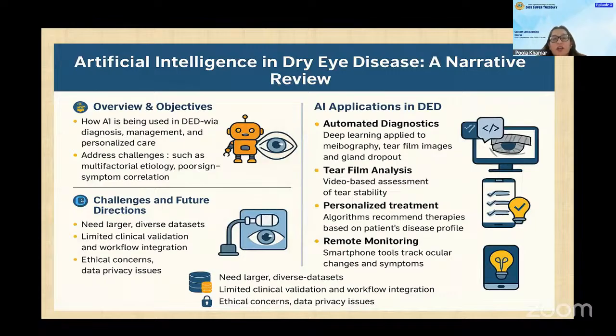The future is all about artificial intelligence in dry eye disease, because a lot of patients may have 100 complaints, and sometimes it becomes difficult to process it. So with AI based software for automated diagnostics and tear film analysis, you can actually give a personalized treatment, and you can have remote monitoring of how the patient is responding to your treatment.